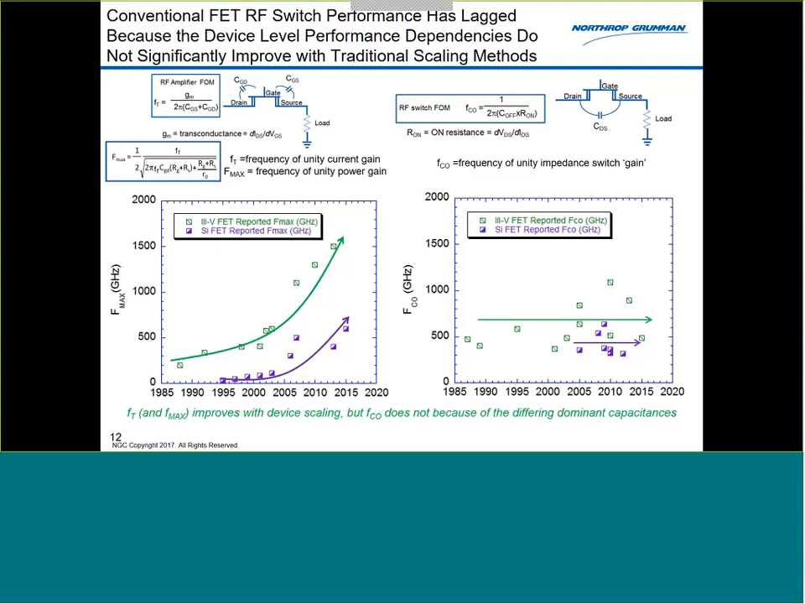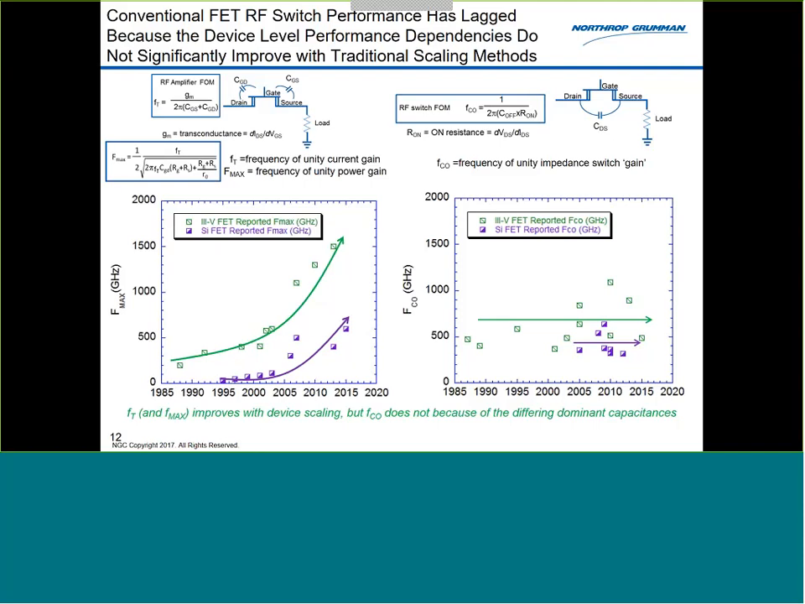But on the right, and I'll get into a little bit more detail about the figure of merit of switches, the RF figure of merit for switches is this FC0, the cutoff frequency, and that's the theoretical frequency at which the switch stops operating as a switch, the ratio of the off impedance to the on impedance. If I do a similar plot as a function of year of what people have reported for that FC0 number, you'll see that it's actually a very flat response.